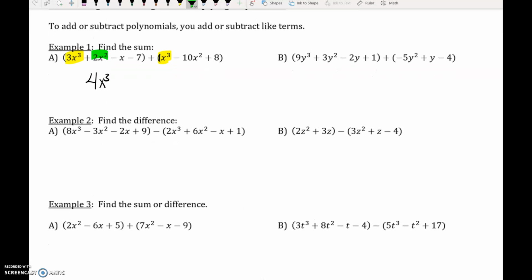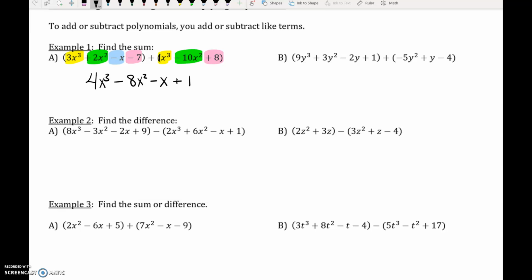Then 2x squared matches with negative 10x squared. 2 and negative 10 is negative 8x squared. There's only one x term, so we have this minus x. And then we've got negative 7 and positive 8. Negative 7 and positive 8 makes 1. So 4x cubed minus 8x squared minus x plus 1.